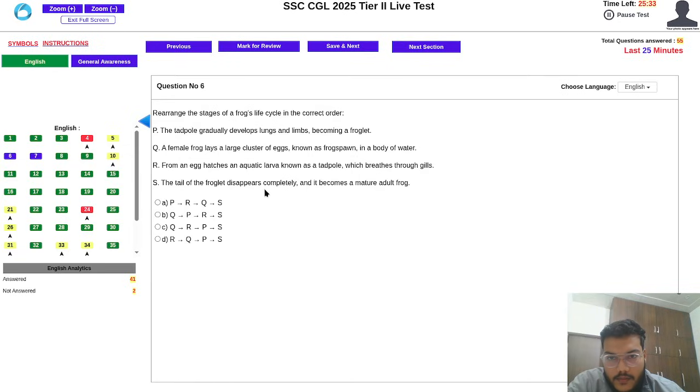The tail of the frog disappears and then it becomes a mature adult frog. PQR, the tadpole gradually develops. Q से start होगा. A female frog lays a large cluster of eggs known as frog spawn in a body of water, and from an egg comes a larva, the tadpole.